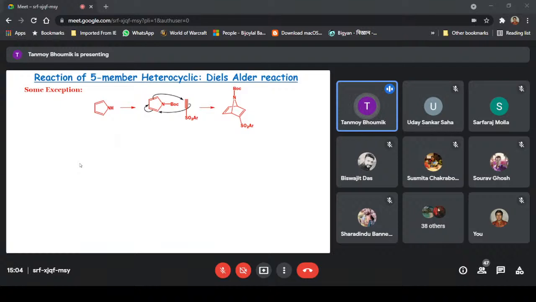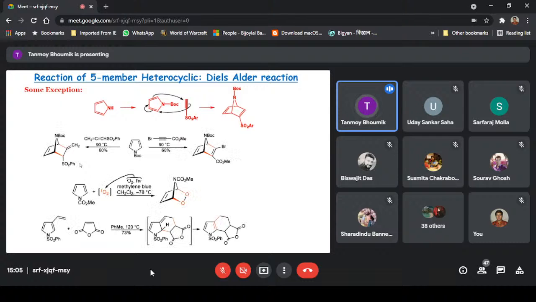And there is an exception. We already mentioned that pyrrole compounds never participate in the Diels-Alder reaction because the electron density is not enough for this conjugation. That's why these 5-member rings do not participate here. But if we do this, N-Boc is substituted, N-Boc is substituted on the nitrogen.